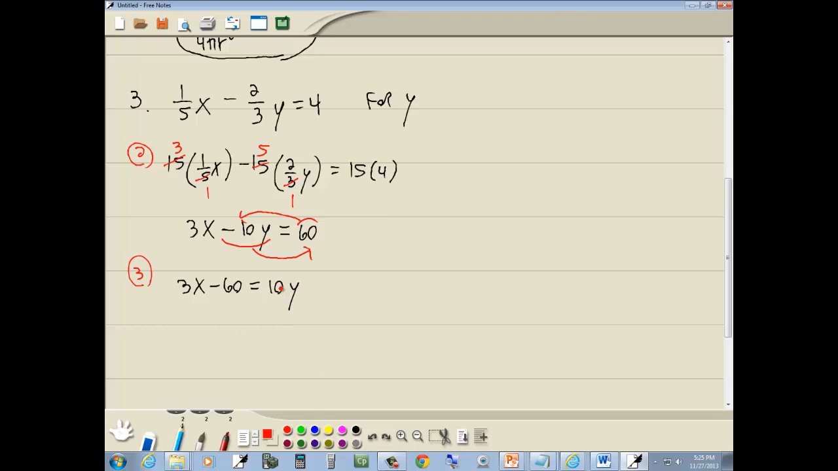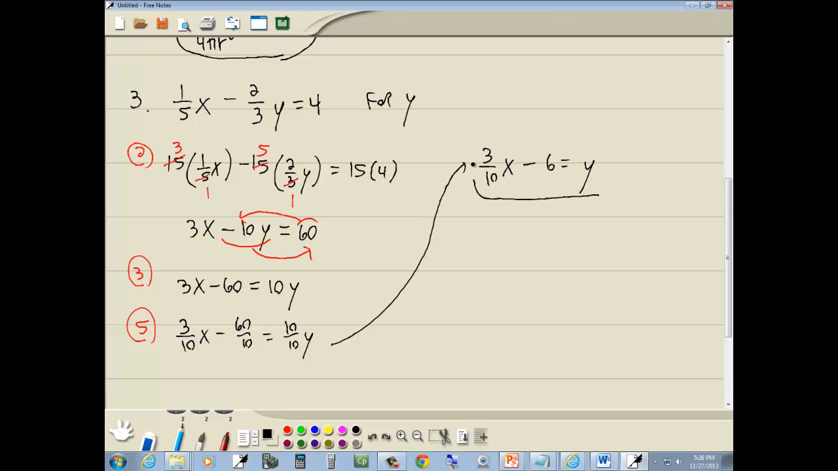Step 4, if the variable you're solving for is in 2 or more terms, factor it out. It's not. Step 5, divide both sides by what's in front of or back of the variable. There's a 10 in front of it, so I divide both sides by 10. Now, specifically, over on this side, I'm going to divide the 3 by 10 minus 60 divided by 10. So I divide them separately. That gives us 3/10 x minus 60 divided by 10 is 6 equals, and those 10's cancel and gives us y. So our answer is y is equal to 3/10 x minus 6.